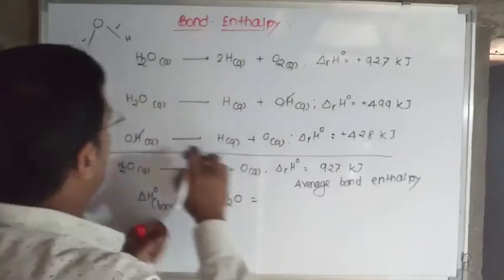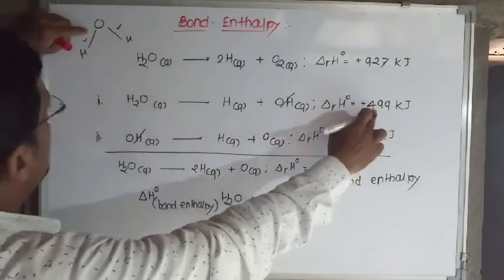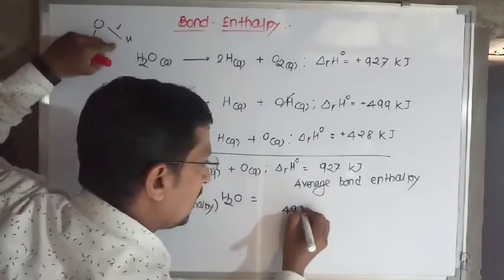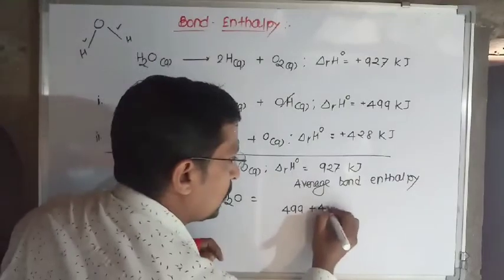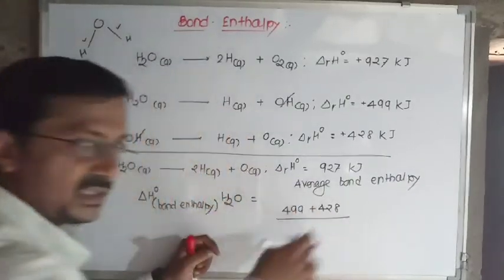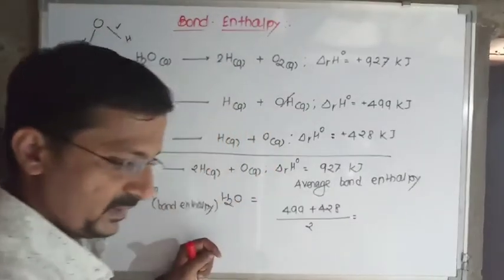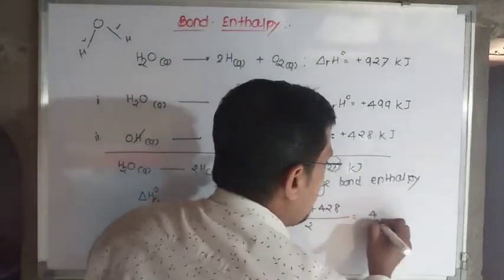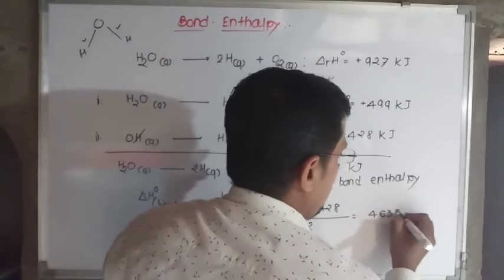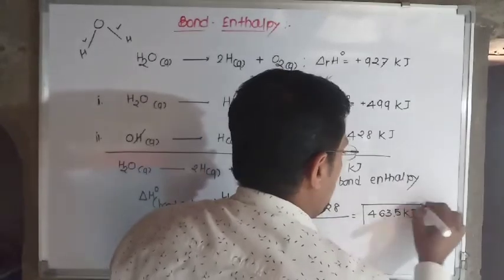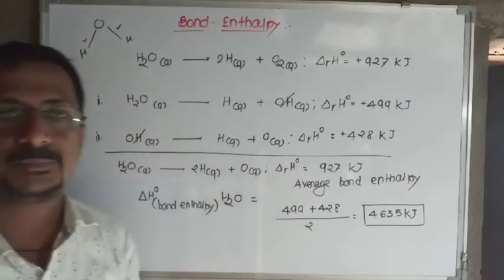So what is it in water? To break the first bond, the energy required is 499, isn't it? So 499 plus, to break the second bond, the energy required is 428, and the total number of bonds present is 2, so divide by 2. If you solve this, it comes out to be 463.5 kilojoule. So 463.5 is the bond enthalpy of water.